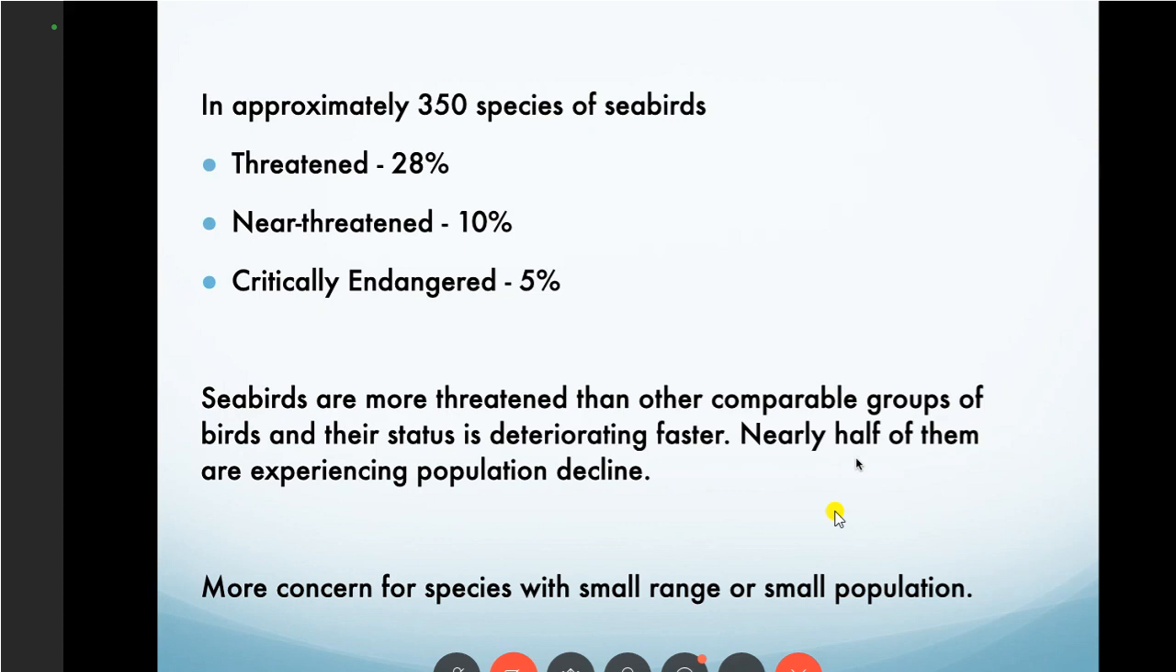There is obviously more concern for species which are found in a smaller range and in small populations. Let's take the example of some penguins which are in one area. If that habitat is hit, or some disaster happens over there, the whole population can go extinct. And obviously, they are more endangered, and they are facing more risk than these other seabirds.